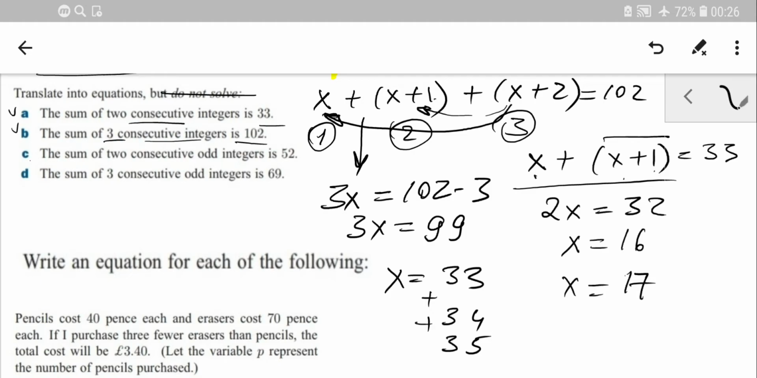So here, C, the sum of two consecutive but odd integers. So let's consider two odds.